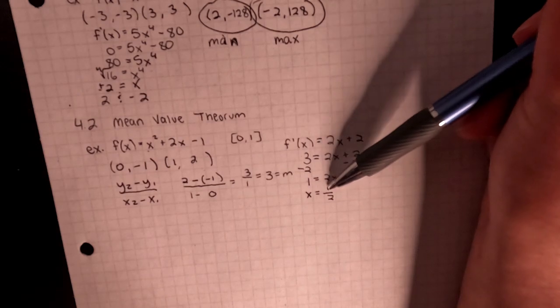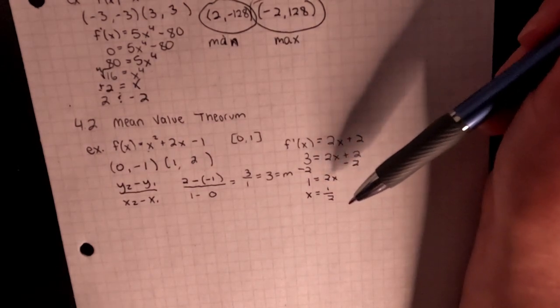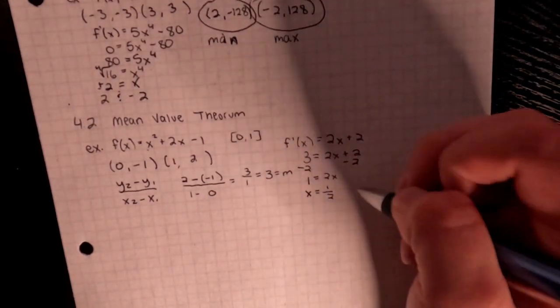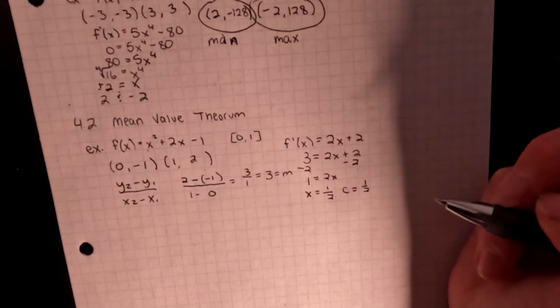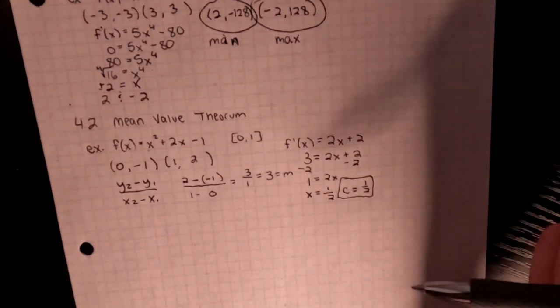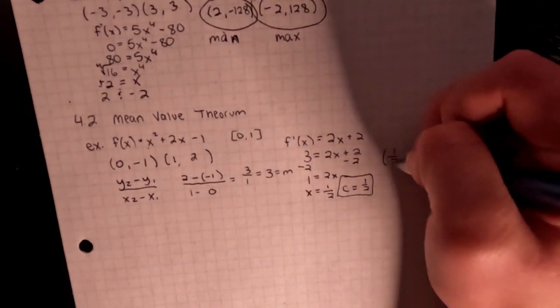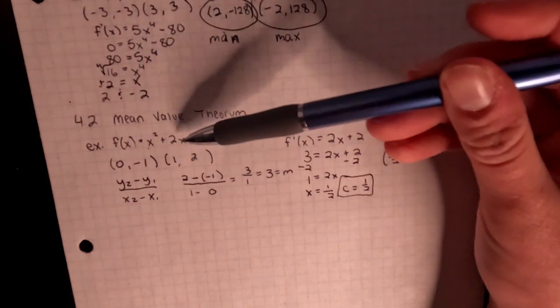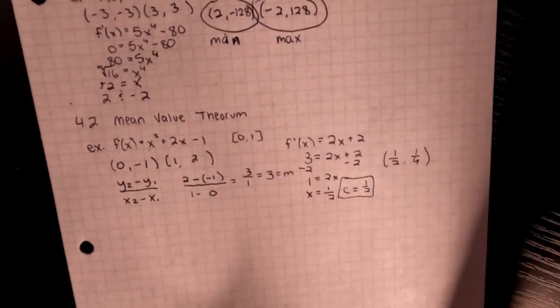And I get x equals a half. So this is your value of c. I guess I should write that as c equals 1/2, but it means the same thing. So that is our answer when it asks for c. If it asks you for the point, you just have to plug 1/2 into your original function to get that point. And I get 1/4.